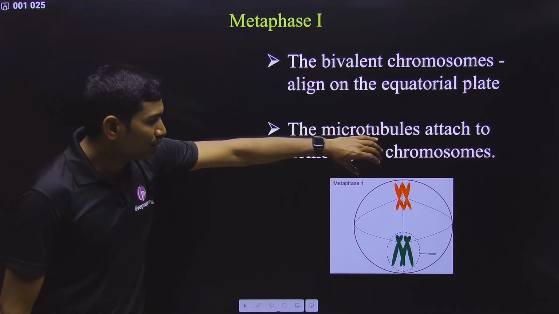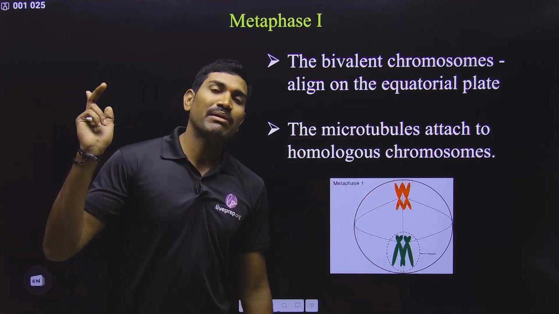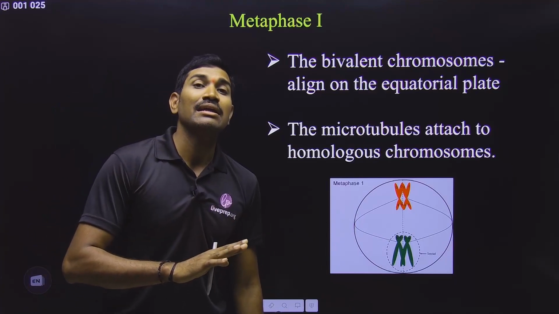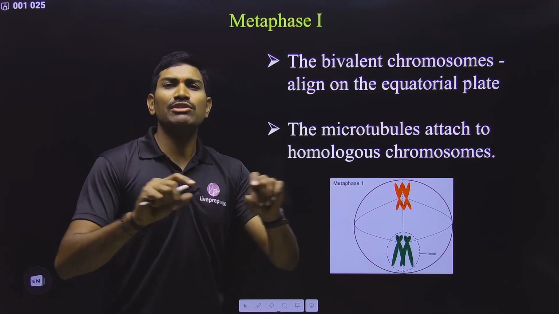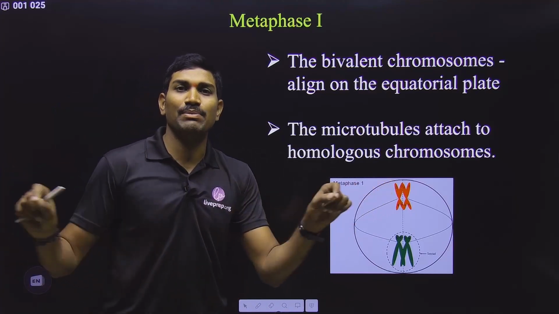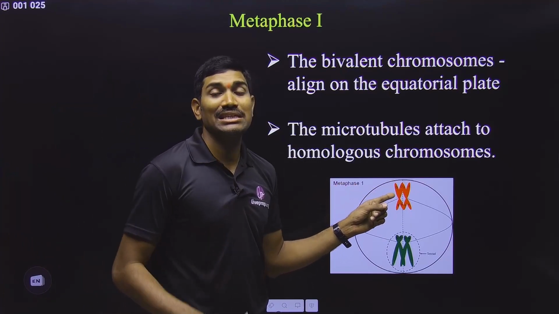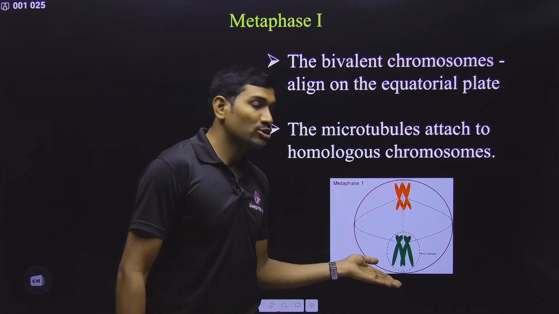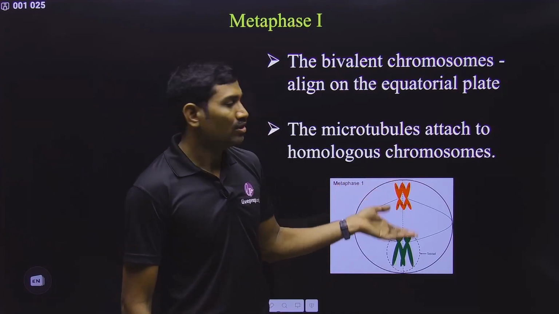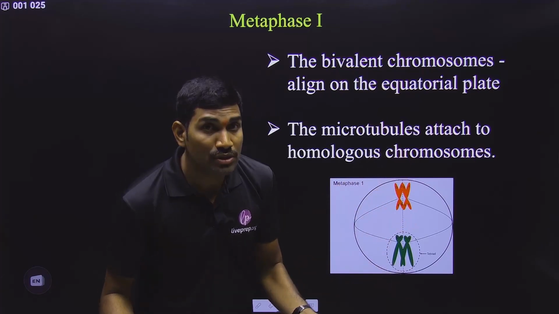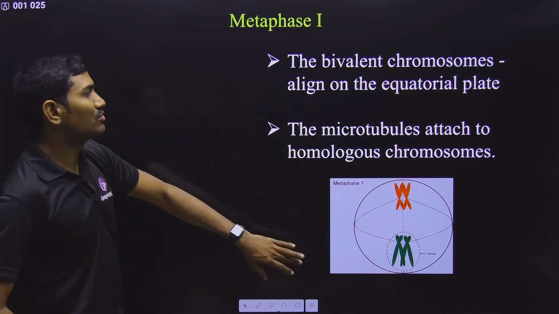Now here pairs of chromosomes are aligned. In normal mitosis metaphase, individual chromosomes are aligned. All the 46 are present side by side. But here they are present as pairs. 23 pairs of chromosomes are present here. Now they are aligned at the center of the spindle apparatus, technically. This is what is happening here.